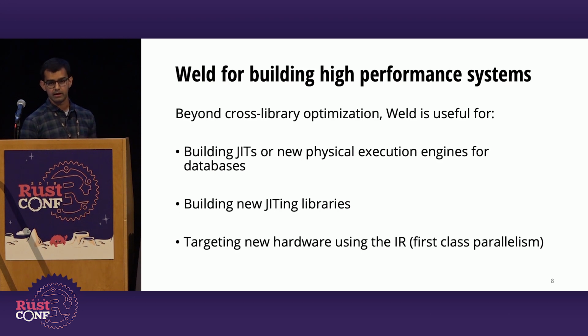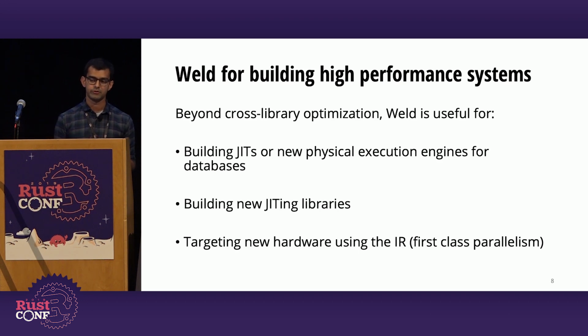And we've also seen it being used to target new kinds of parallel hardware. And the reason that Weld is especially nice for that is because the IR is just structured in a way that it can assume that a bunch of things are inherently parallel. So if you have hardware such as GPUs or vector accelerators, the IR is an attractive way to bridge high-level code with the machine-specific code.